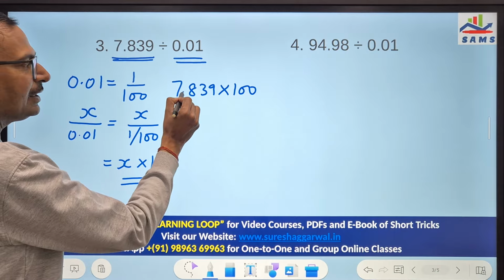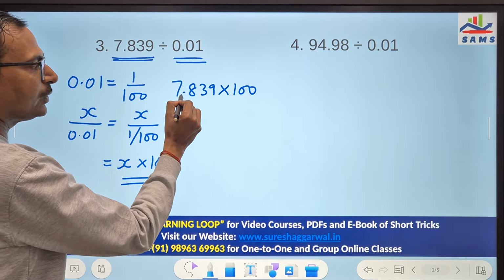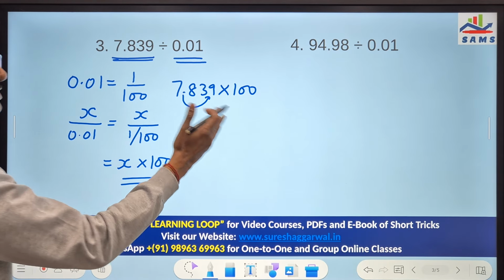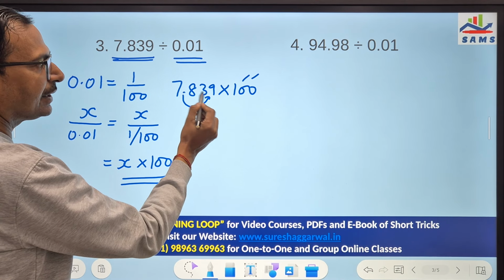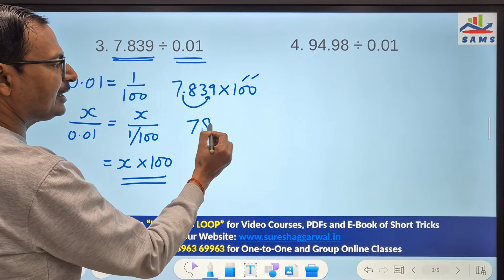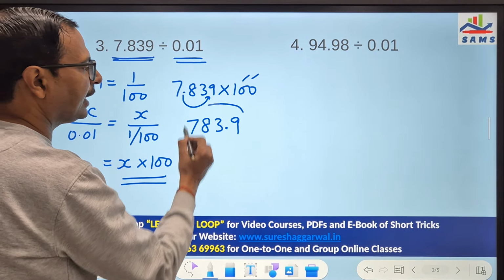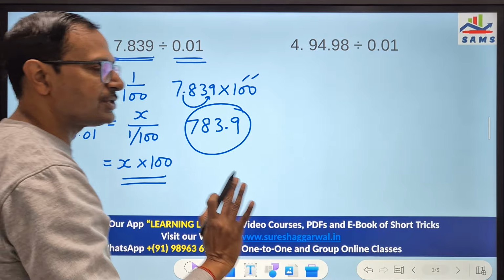So the decimal is going to shift where? Towards the right. And how many digits towards the right? Because we have 2 zeros here, 2 digits towards the right. So this will become 783.9, and this is the answer for the question.